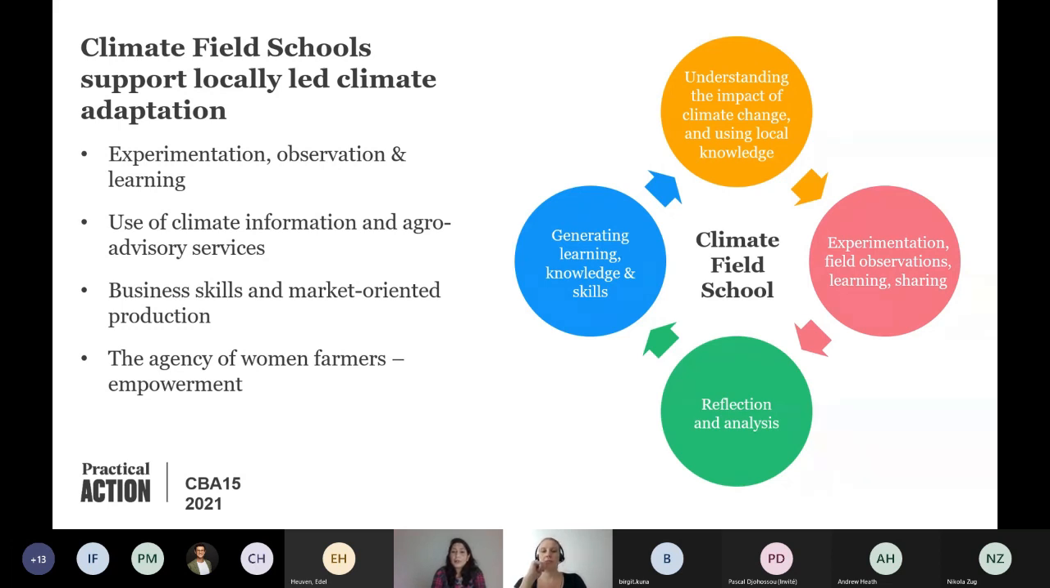Due to discriminatory sociocultural norms and beliefs, women have mobility restrictions, limited access to extension services, and linkage with market actors. Climate field schools mean women are empowered with leadership skills, peer support, and networking and linkage with market actors and government services. Next slide.